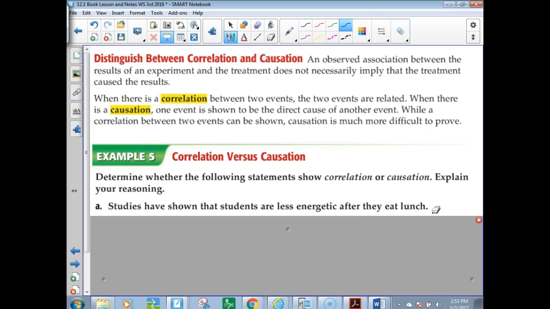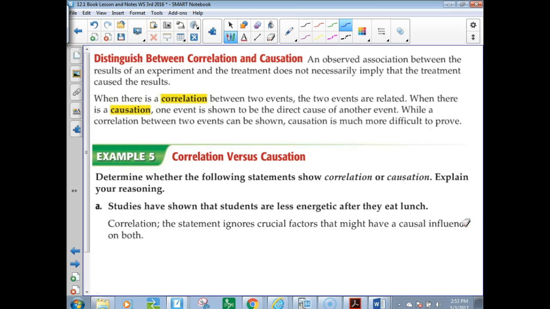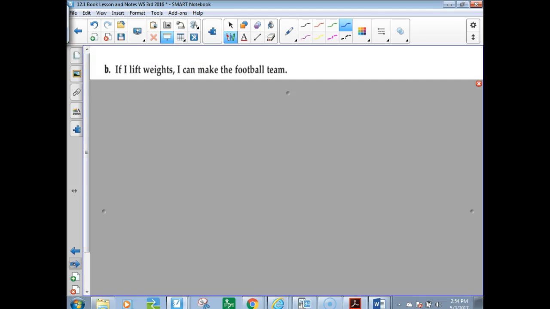Okay, does eating lunch cause you to be less energetic? There's probably a correlation. Okay, just a correlation. The statement ignores crucial factors that might have a causal influence on both. So you could have another reason that you're less energetic after you had lunch. Okay, you're just tired. You didn't get enough sleep. You know, there's a lot of different things. There's a correlation possibly though.